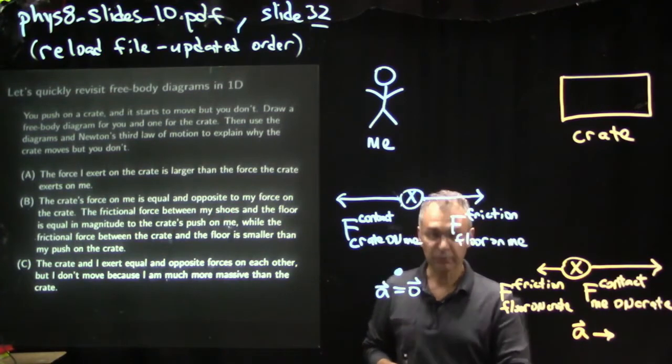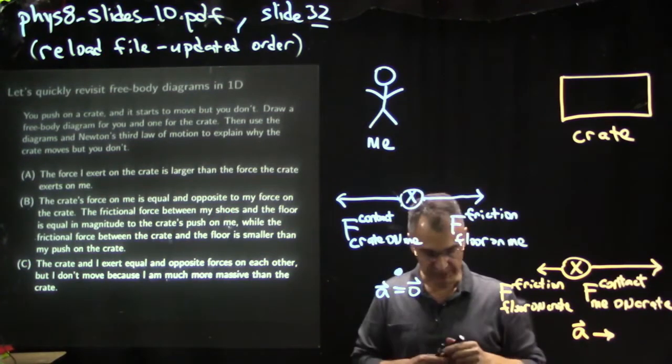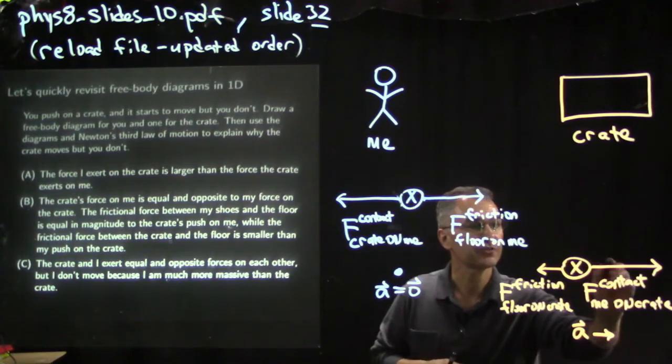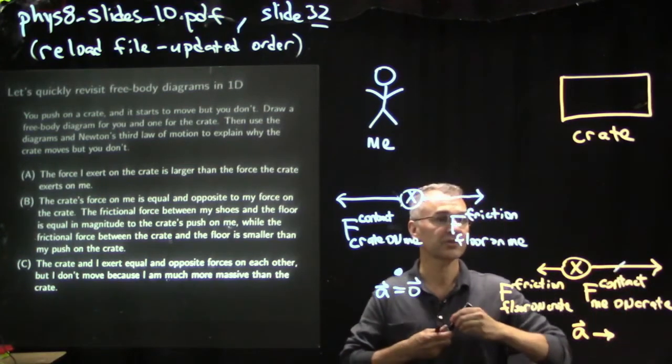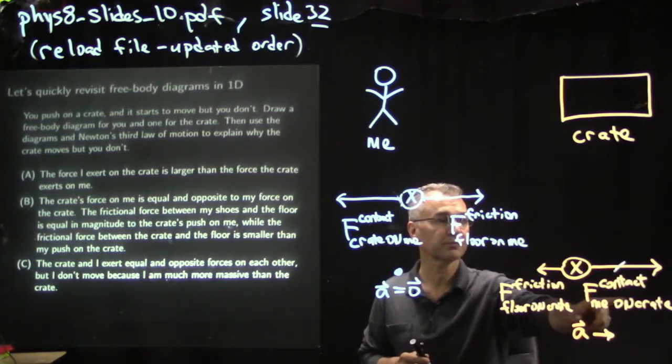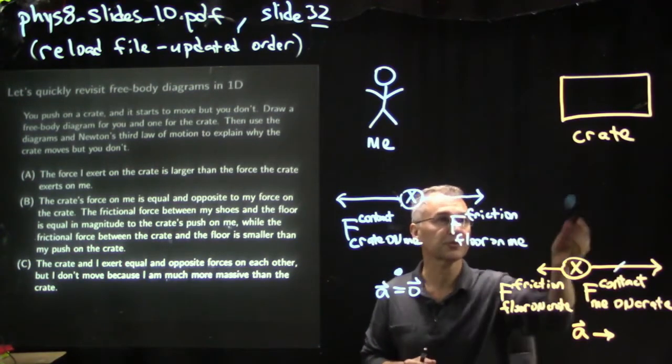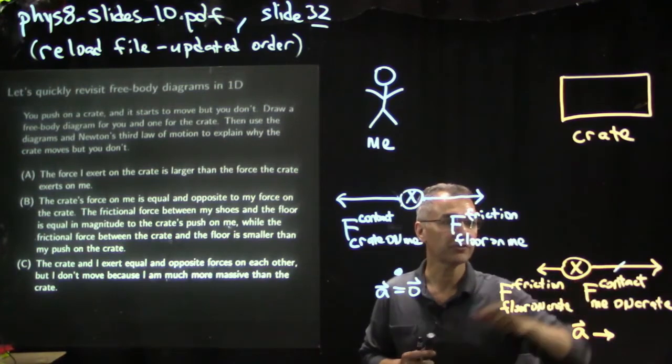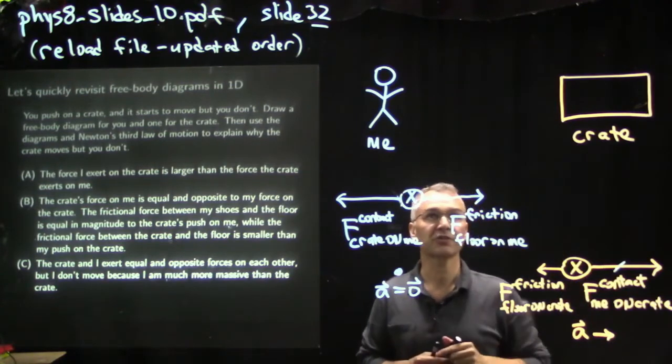So I'm going to push on the crate. My pushing on the crate results in this line. This is the contact force exerted by me on the crate. That appears on the free body diagram for the crate, and it points to the right, if the crate is to my right.